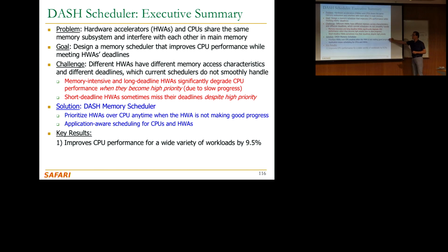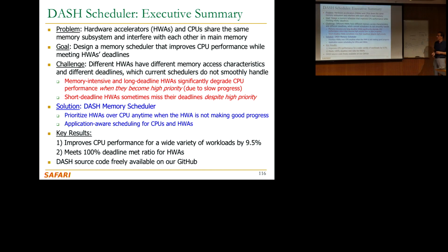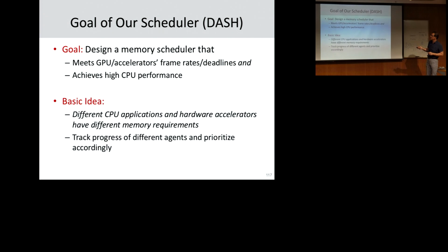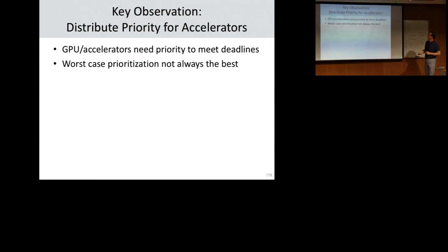So it turns out if you do it this way, you can actually meet the deadlines while improving performance of the CPUs for a wide variety of workloads. And yeah, basically it meets the deadlines. And the source code of this is also freely available, so you can play with it if you want to do it. I think I've already said a lot of this, but basically this is what we wanted to do.